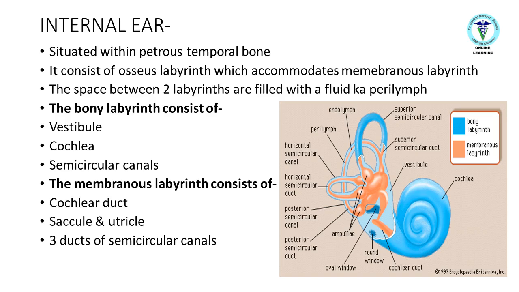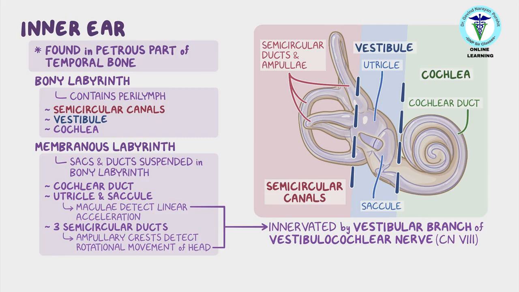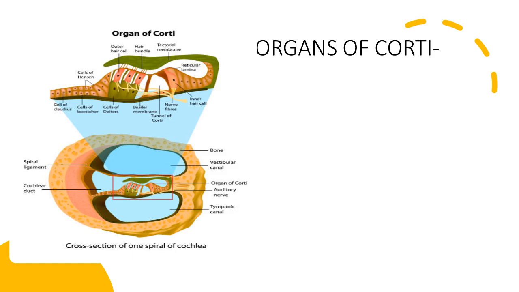The internal ear is situated within the petrous temporal bone and includes the bony and membranous labyrinths, which are filled with fluid and essential for hearing and balance. The inner ear, located in the petrous part of the temporal bone, contains the vestibule, cochlea, and semicircular canals. These structures are crucial for hearing and maintaining balance. The organ of Corti, located within the cochlea, is the sensory organ responsible for converting sound vibrations into neural signals that the brain can interpret as sound.